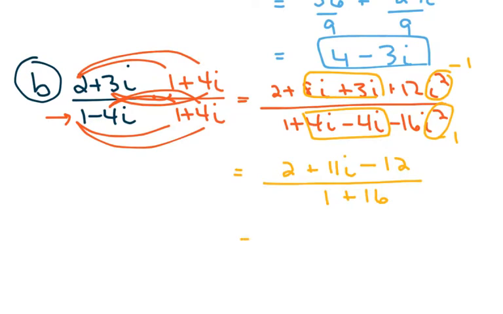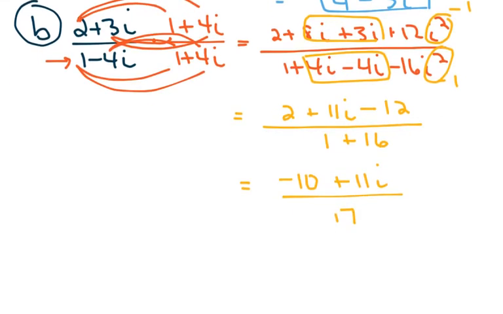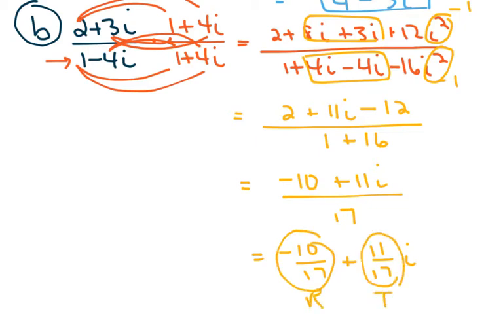And then the last thing I need to do is combine my real numbers in the numerator. So 2 minus 12 is negative 10 plus 11i, and 1 plus 16 is 17. So you can either write the answer like this, or you can write it as negative 10 over 17 plus 11 over 17i. This would be your real part, and this would be your imaginary part.